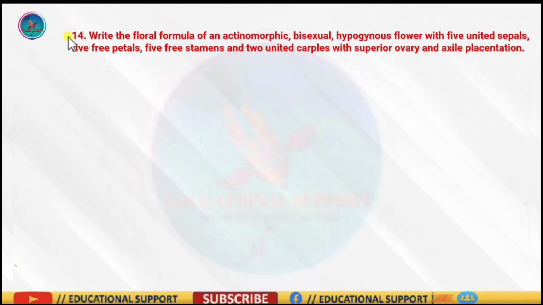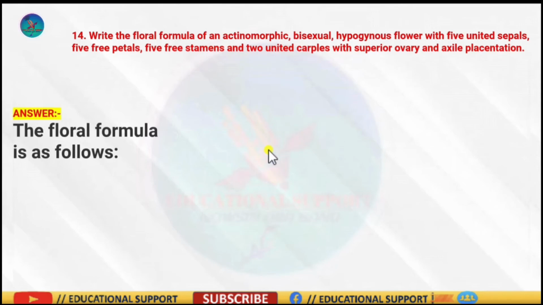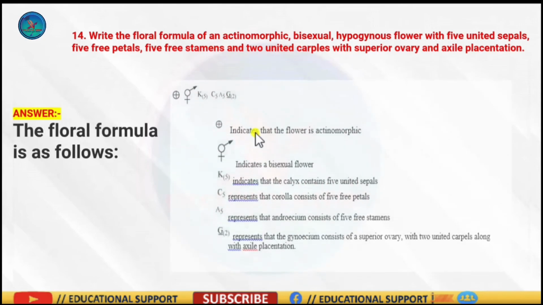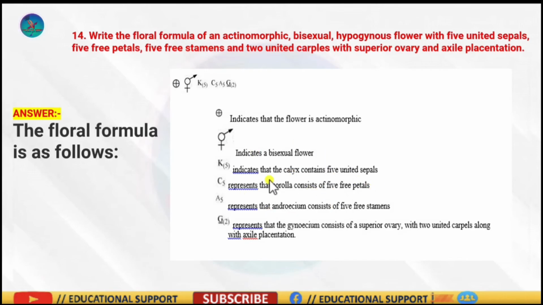Question number 14 is, write the floral formula of an actinomorphic bisexual hypogynous flower with 5 united sepals, 5 free petals, 5 free stamens and 2 united carpels with superior ovary and the axile placentation. So the floral formula is as follows. You can see this floral formula.